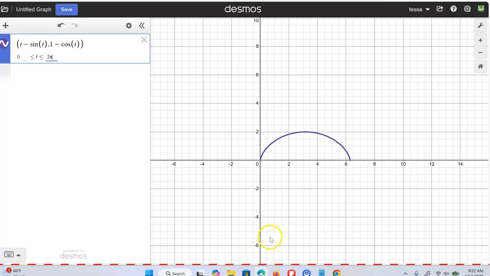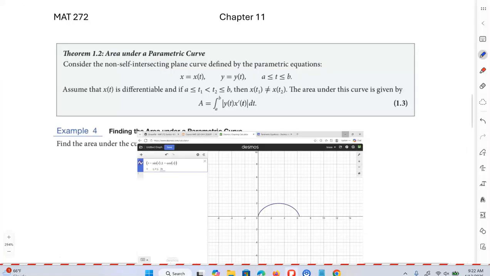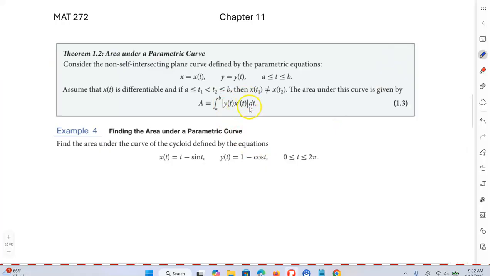So I'm going to graph this in Desmos. And you can see that cycloid coming out of that kind of looks like half of an ellipse, if you will. We're going to try to find that area. So the absolute value is going to give us a positive area, so we're thinking about this being above the x-axis.